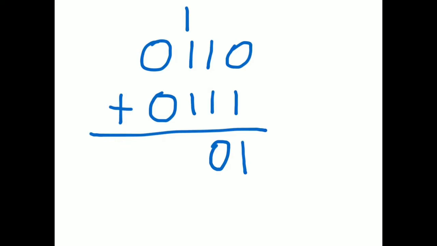So when we have three 1s in a column, what we're basically saying is 1 plus 1 plus 1 is 3. How do you write 3? You write it like this. And so the way you're going to do this is you're going to carry a 1 and drop down a 1, which is the same thing as writing 3. So that's what I want you to understand as a precursor to how to do subtraction.